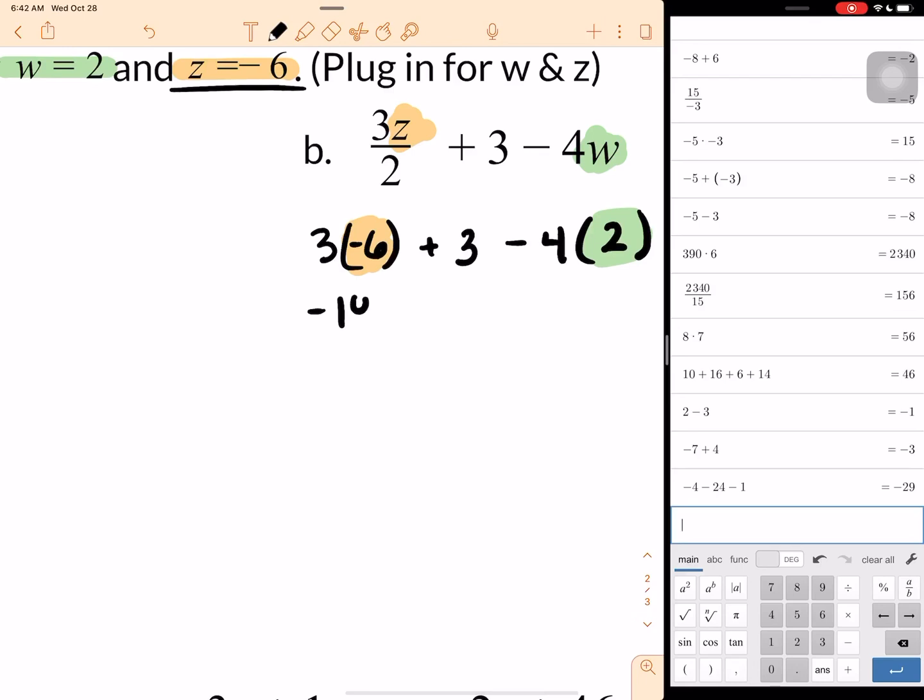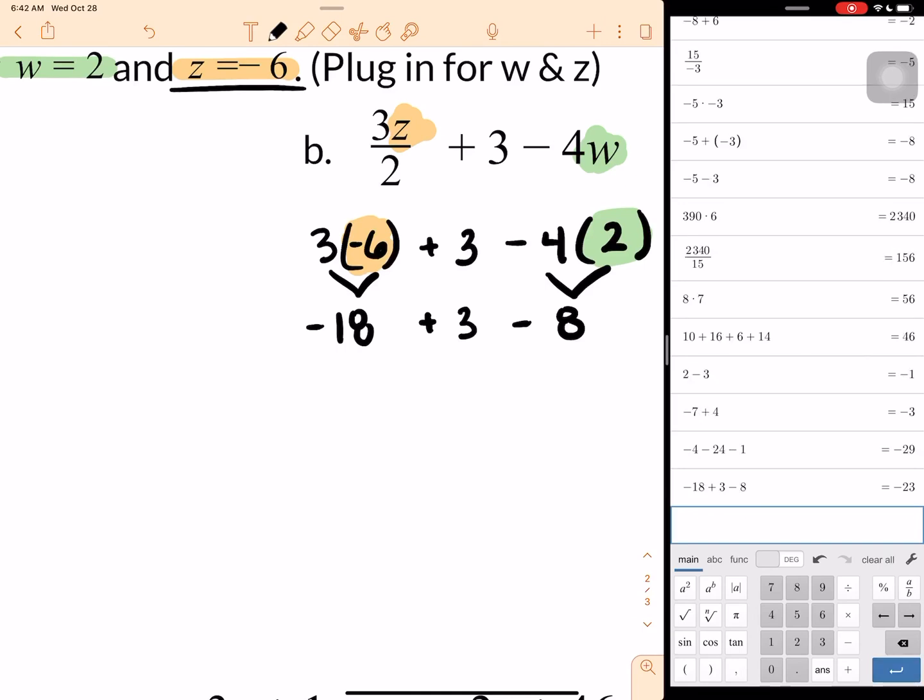Negative 18, sorry, I should have stepped back. 3 times negative 6 is negative 18. Bring down the plus 3. Negative 4 times 2 is negative 8. So again, you could do negative 18 plus 3 minus 8. You should get negative 23.